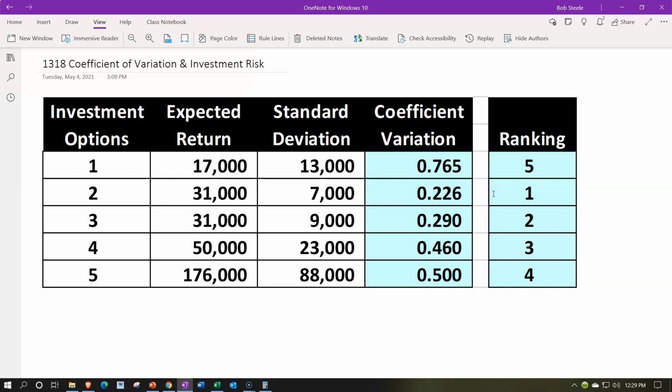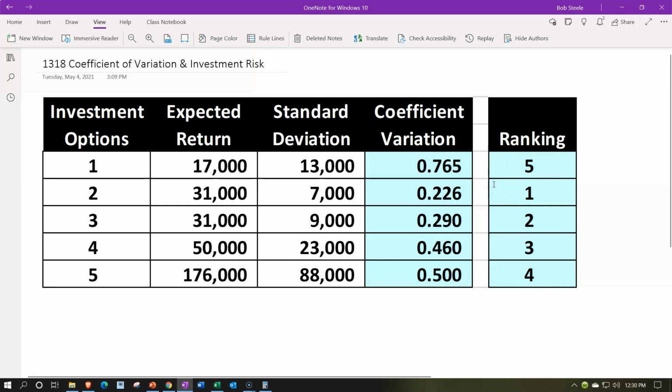So this would be 1, then this number 3 over here would be 2 with regard to risk. This one would be 3 with regard to risk, 4 with regard to risk, and 5 with regard to risk, just going from lowest to highest.